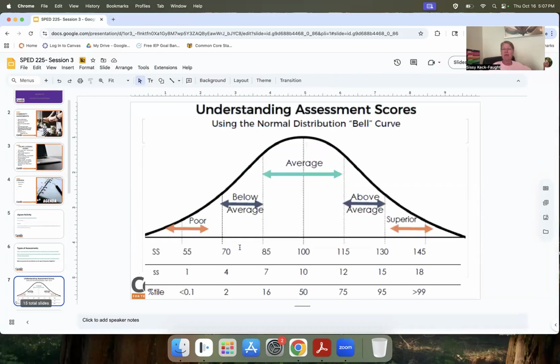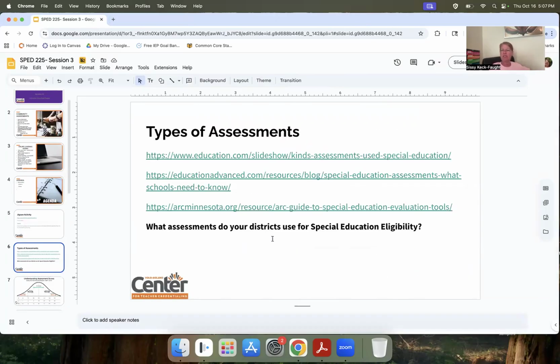So, just thinking about what assessments you use in your district for special education eligibility, the majority of you have said the Woodcock-Johnson 4 is what you are using. And again, that may coincide with what your school psych is also using. They may also be using something different, and that's totally fine.